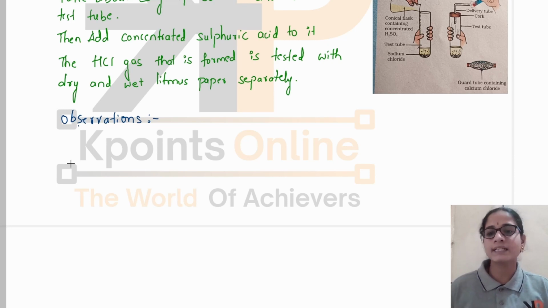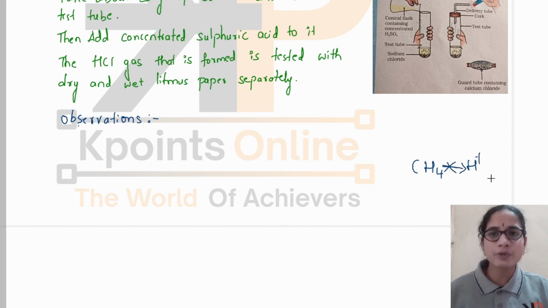We know that methane contains hydrogen. Yes, methane contains hydrogen, but does it behave like an acid? No, not at all, because it does not produce any H plus ions. It is not producing H plus ions, so it is not acidic in nature. So from this experiment we observe that a substance will behave as an acid if it produces H plus ions in solution, that is, aqueous solution.